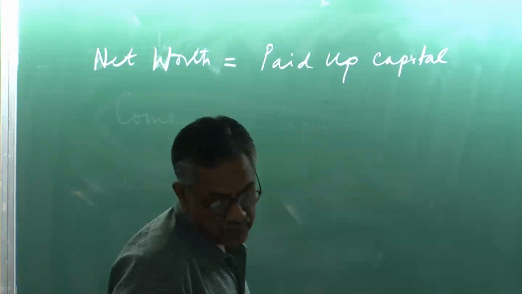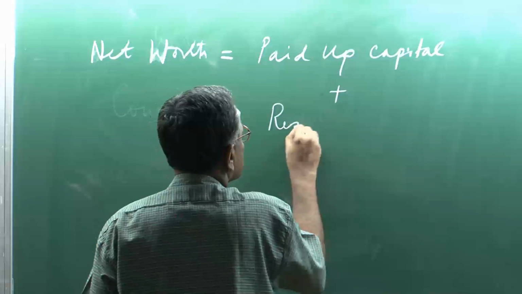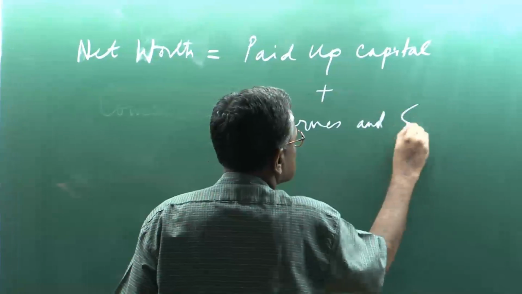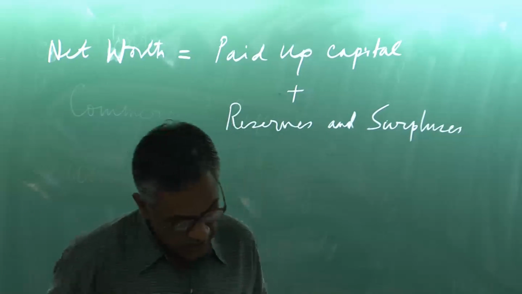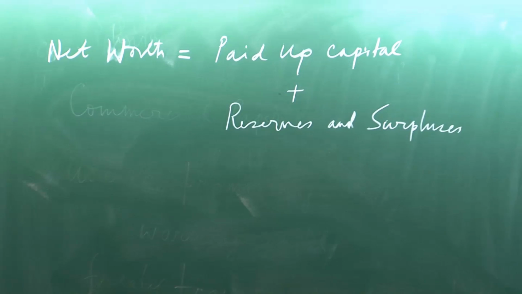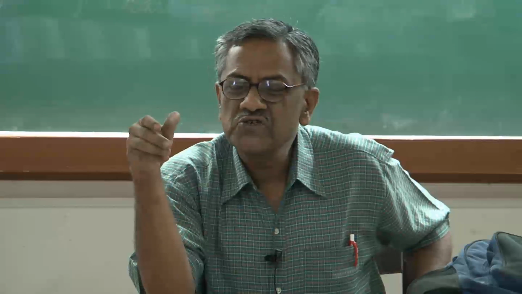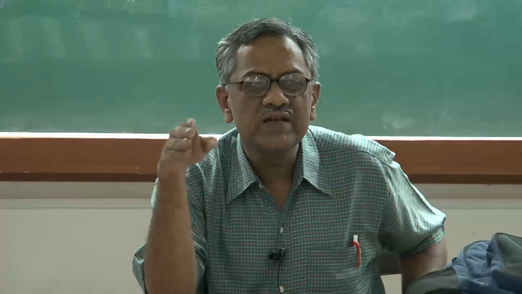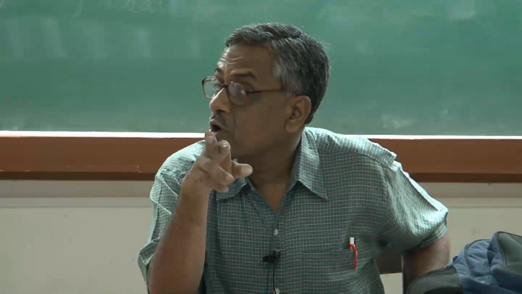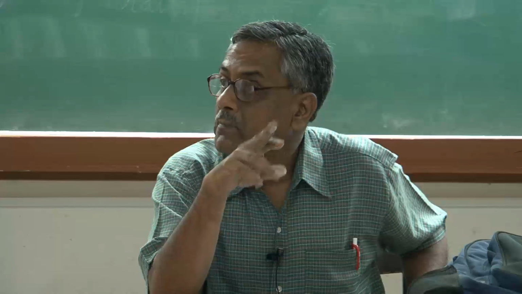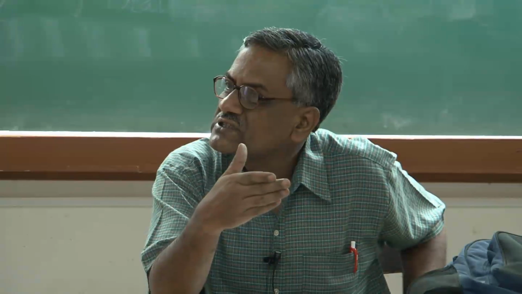paid up capital of the company, it also includes reserves and surpluses. Reserves and surpluses is a more difficult, more complex concept. Both the words are used, and are essentially the retained earnings of the company from the past. What are retained earnings? The part of the profit that they did not pay either as taxes or as dividends, but are lying with them, like savings, corporate savings.